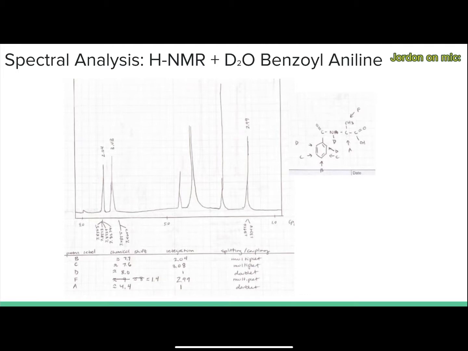C at around 7 ppm, integrating for 3, and it is a multiplet. D at around 8 ppm, integrating for 1, and is a doublet. And F at around 1 ppm, integrating for 3, and is a multiplet.